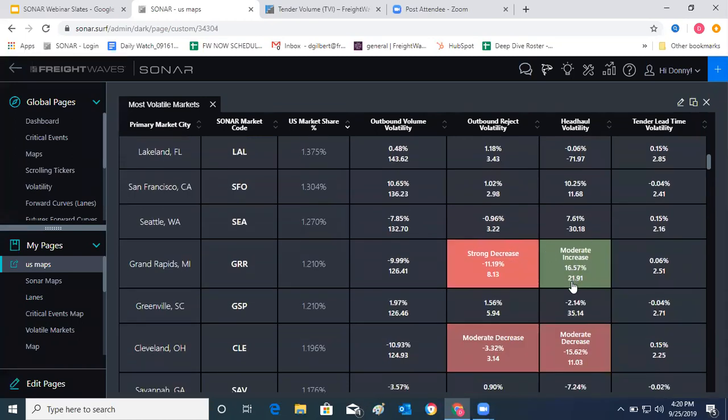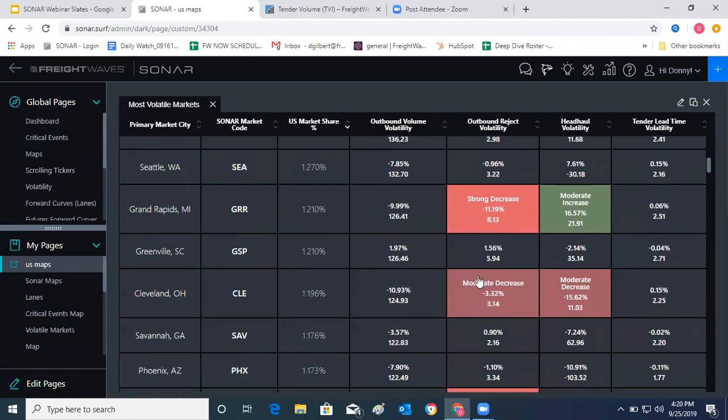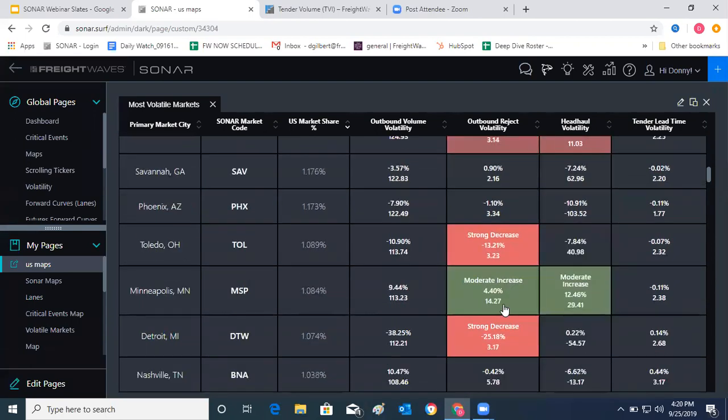So here we see in the head haul, volatility increased 16% up to 21.91 in the Grand Rapids, Michigan market, but we've seen tender rejection rates going down. Of course, Grand Rapids is having a huge effect from the GM strike. So is Cleveland. We've seen where we have decreases in head haul and decreases in tender rejection rates.